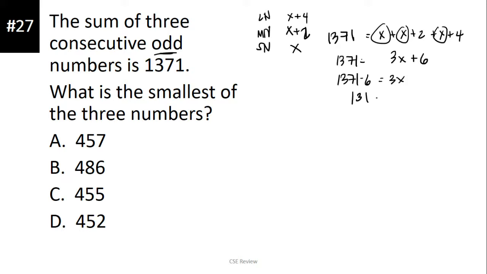1371 minus 6, so that is going to give us 1,365. Okay, and then that is going to be equal to 3x. Divide mo siya sa 3. It's going to give us 455 is equal to x. So the answer is letter C.